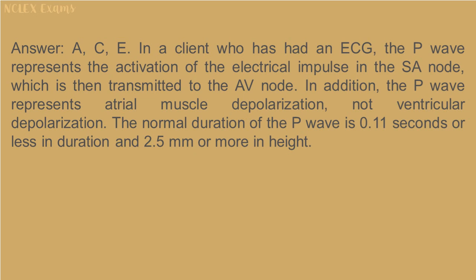Answer: A, C, E. In a client who has had an ECG, the P wave represents the activation of the electrical impulse in the SA node, which is then transmitted to the AV node. In addition, the P wave represents atrial muscle depolarization, not ventricular depolarization. The normal duration of the P wave is 0.11 seconds or less in duration and 2.5 millimeters or more in height.